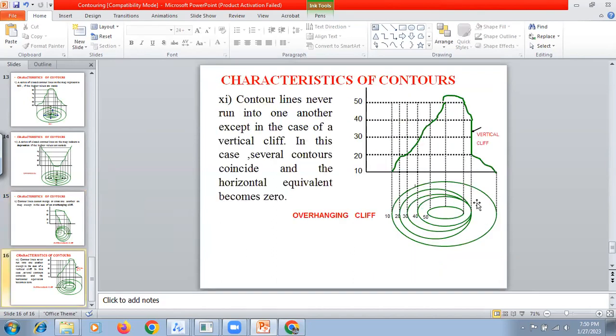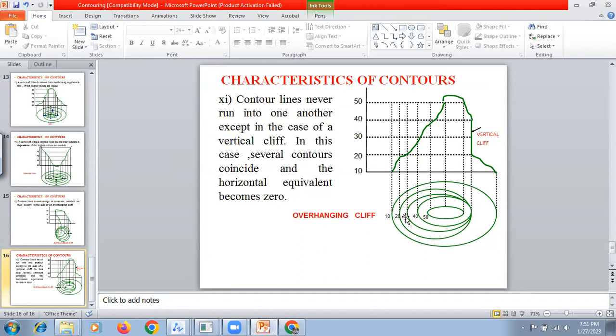This is one more example. Here you can see the vertical cliff. Here, what is going to happen? All the contours are coming here and merging. 20, yes, elevation 20 is here. 30 also on the same vertical plane. 40 also on the same vertical plane.